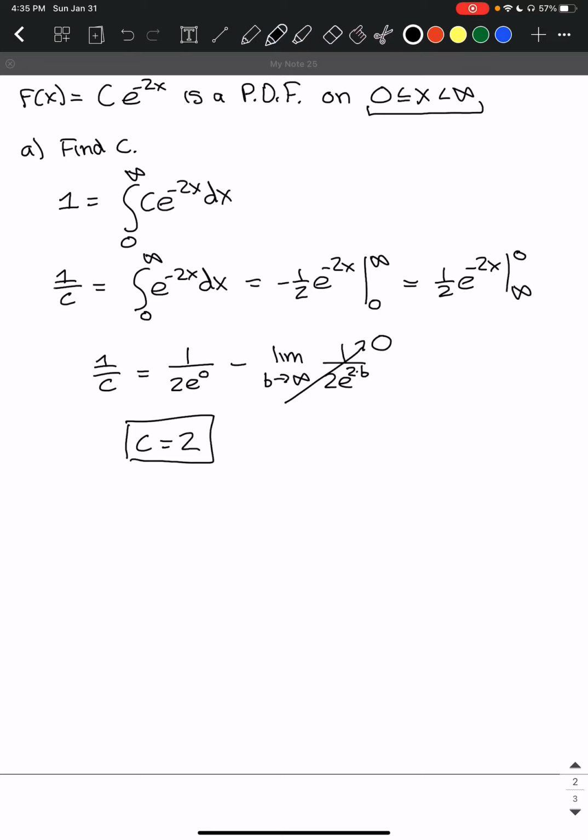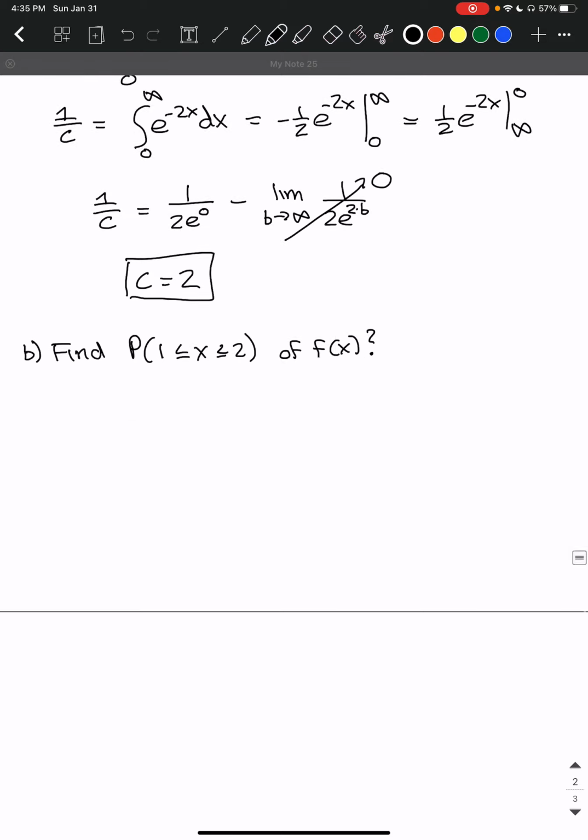Okay, so this is just a quick review of taking limits and some properties of the exponential, but hopefully that wasn't too difficult. So now that we have c, we have our entire probability density function, we can start to actually find probabilities, right? So let's go ahead and find the probability that x is between 1 and 2.